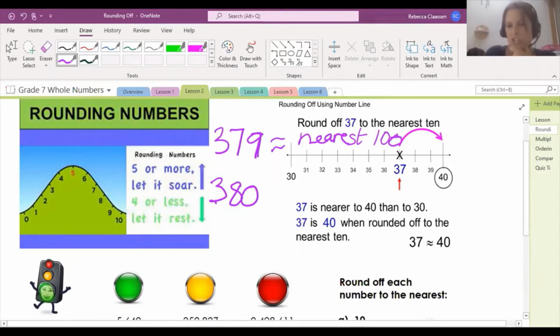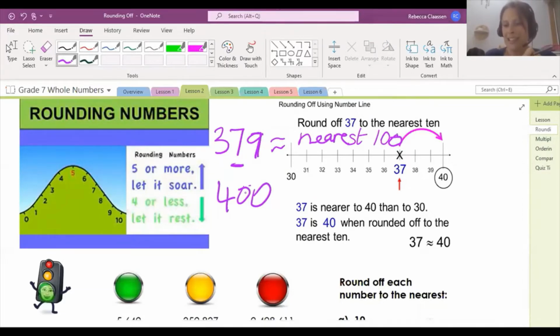Ramia, which digit must I look at if I want to go to the nearest 100? 7. I must look at the 7. Okay, and the 7 is going to tell me whether my hundreds must round up to 400 or whether it must stay 300. And 7 is more than 5, so it is going to round up, and I'm going to have the answer of 400. Is everyone in agreement with me? Do we agree? Yes. Okay, awesome.